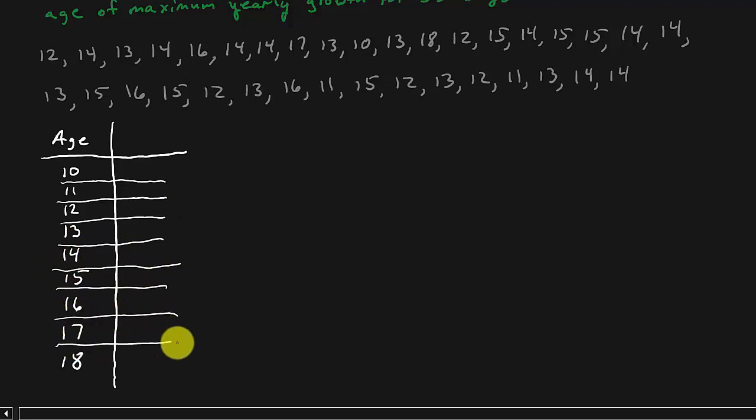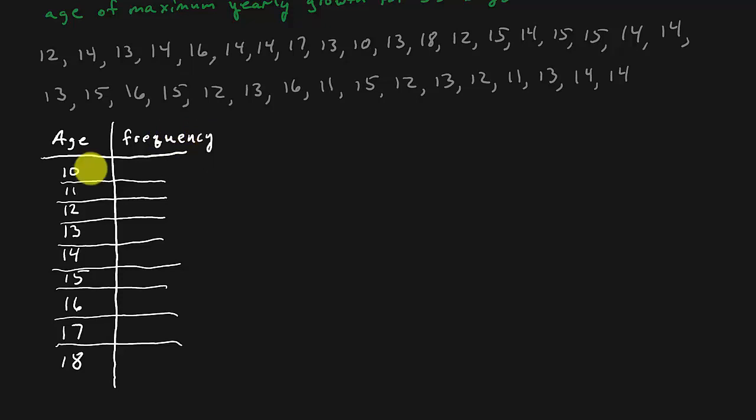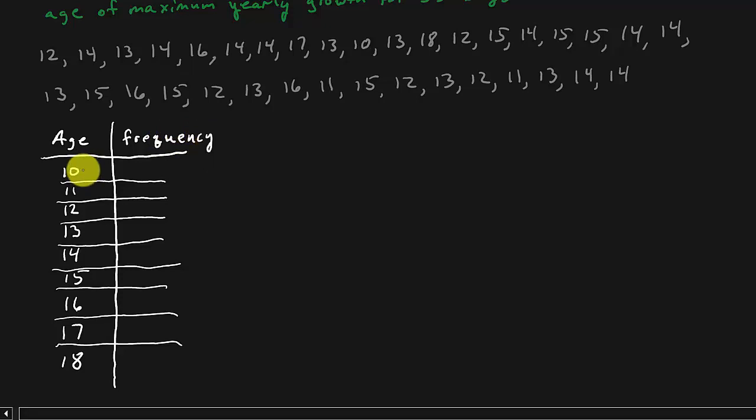So there we go. All right. Now we need another column called frequency. The frequency is how many boys were age 10. So you have to go through here and count all the 10s. There's this 10 here, and so that frequency would be 1.